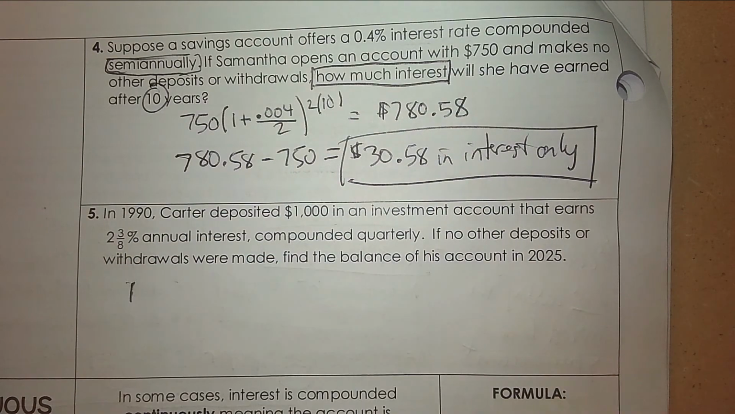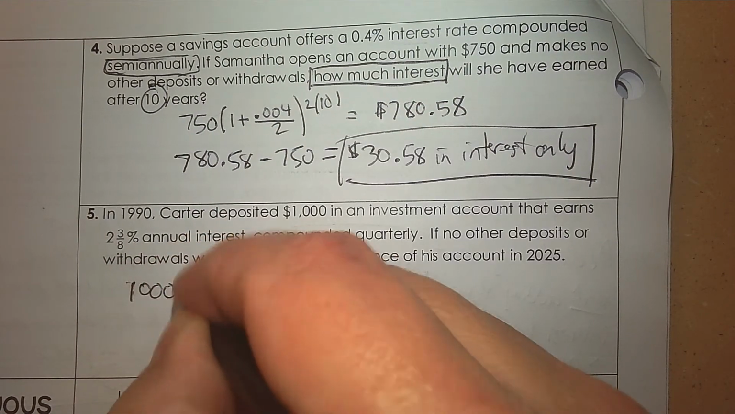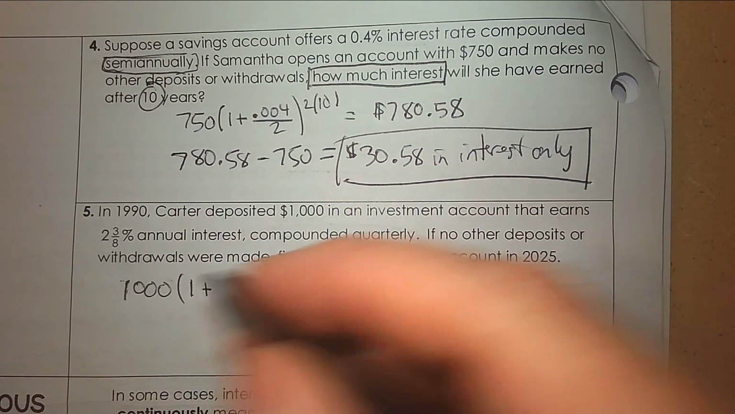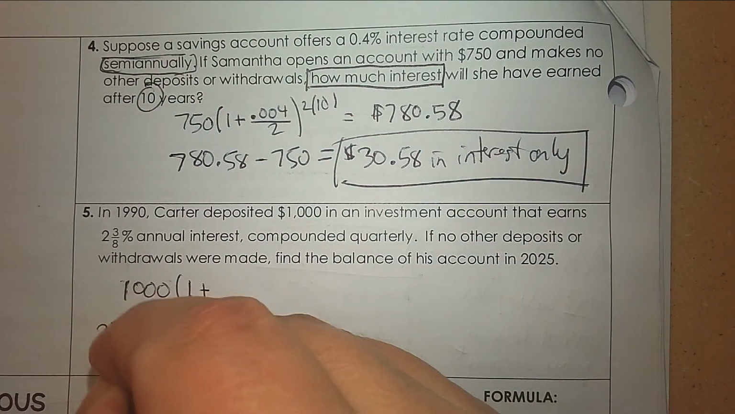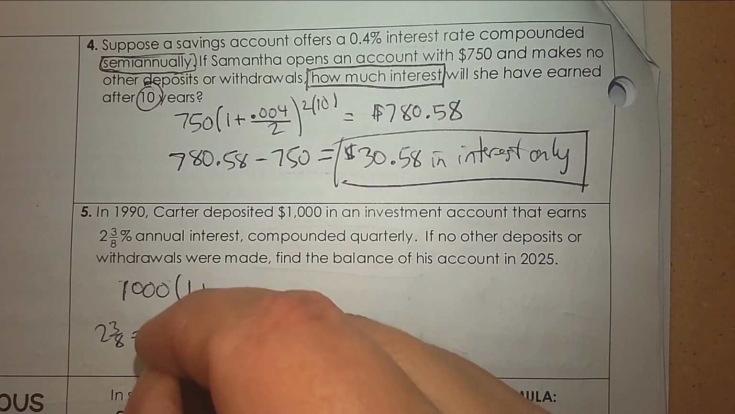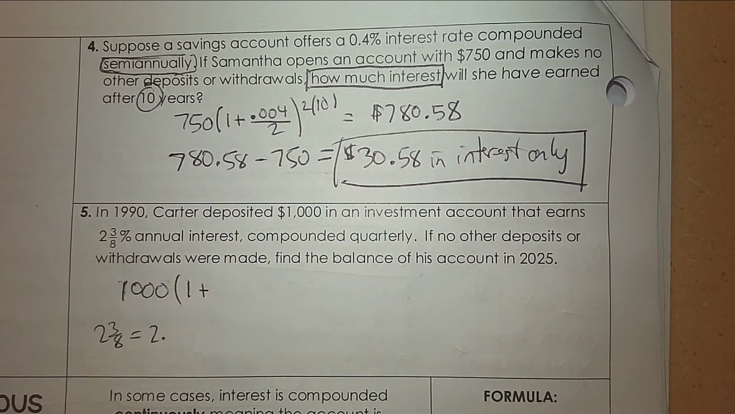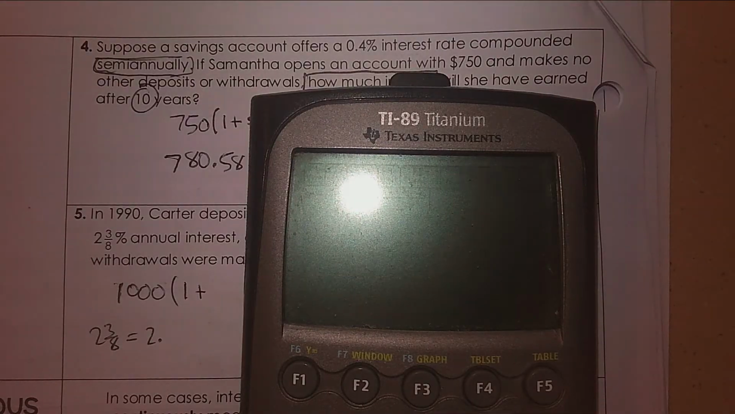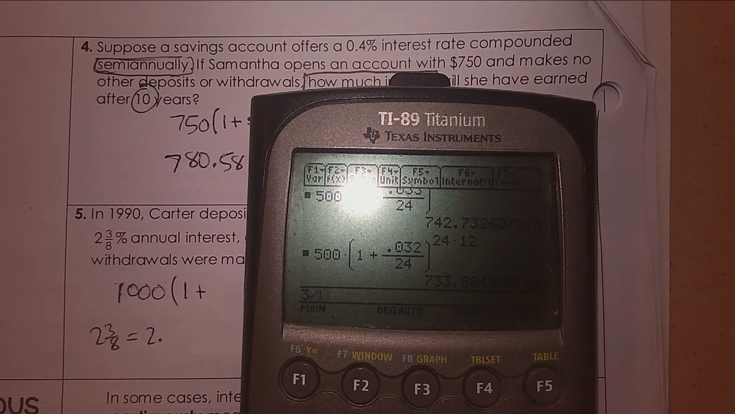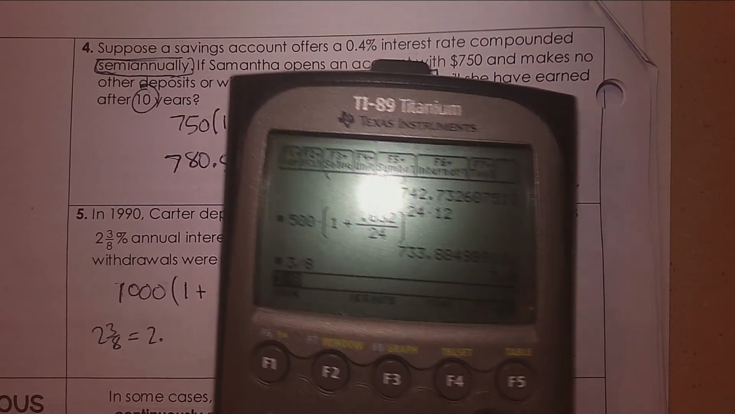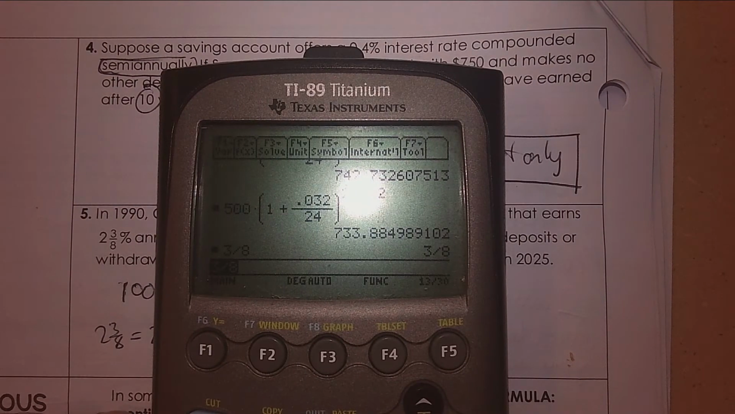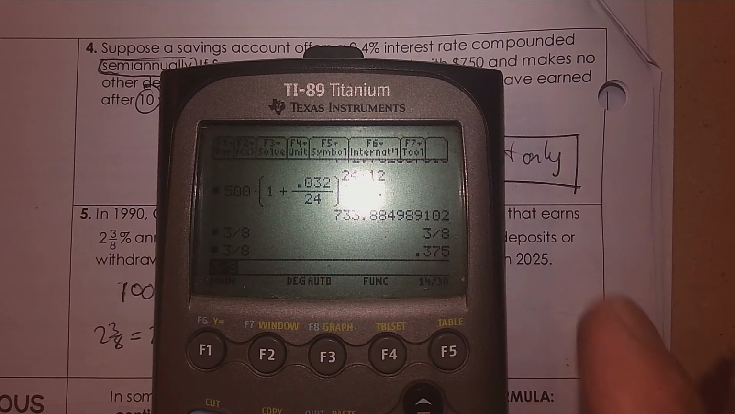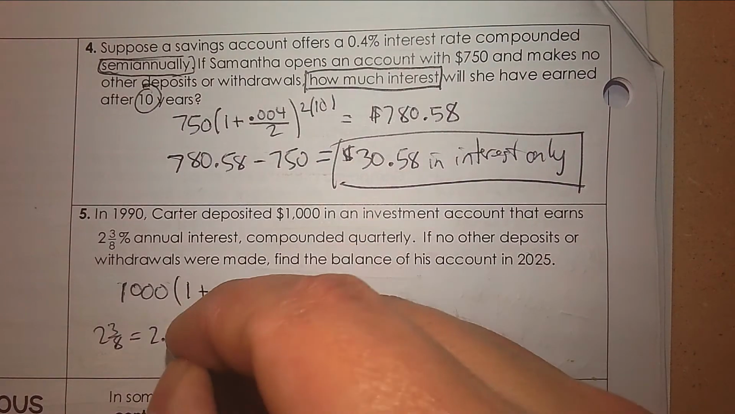So, we're starting with $1,000. We're going to go 1 plus. Now, I just got to figure out 2 3/8 is the same as 2 point what? I'm just going to put in the fraction, 3 divided by 8. So, if you didn't have a calculator, you would divide. So, 0.375, did you get that?